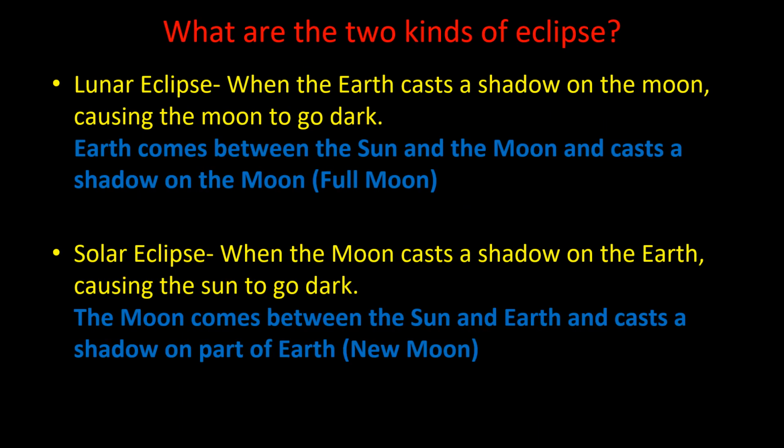A lunar eclipse is when the Earth casts a shadow on the Moon, causing the Moon to go dark. A solar eclipse is when the Moon casts a shadow on the Earth, causing the Sun to go dark.